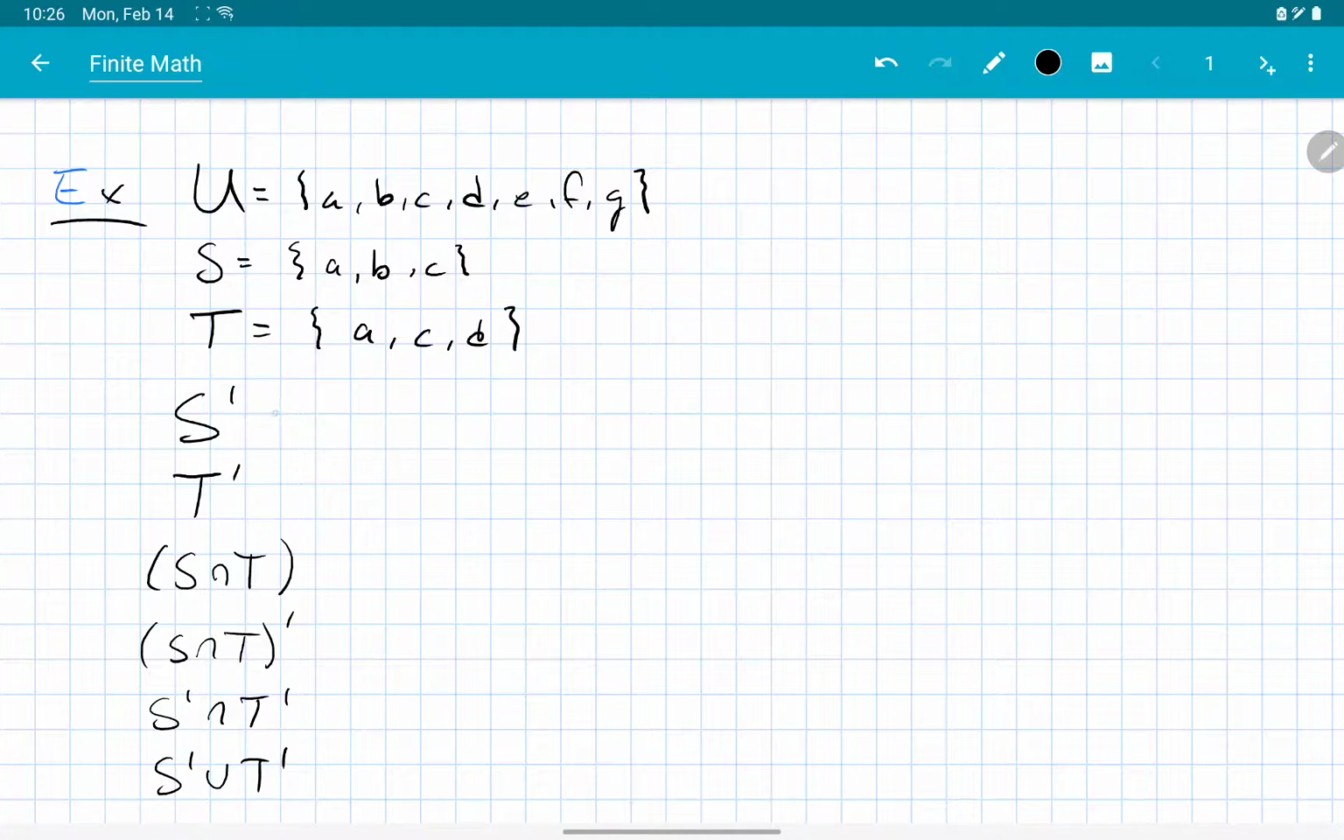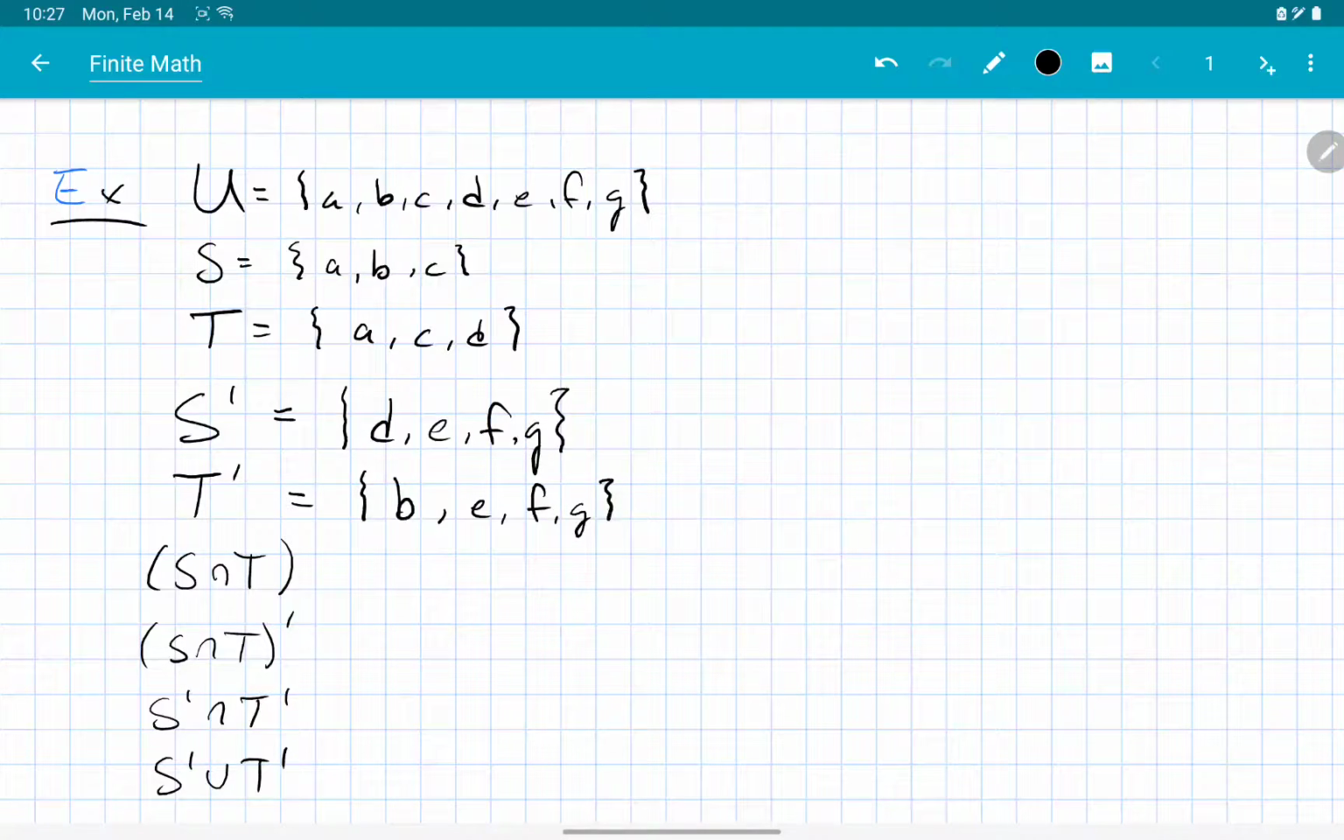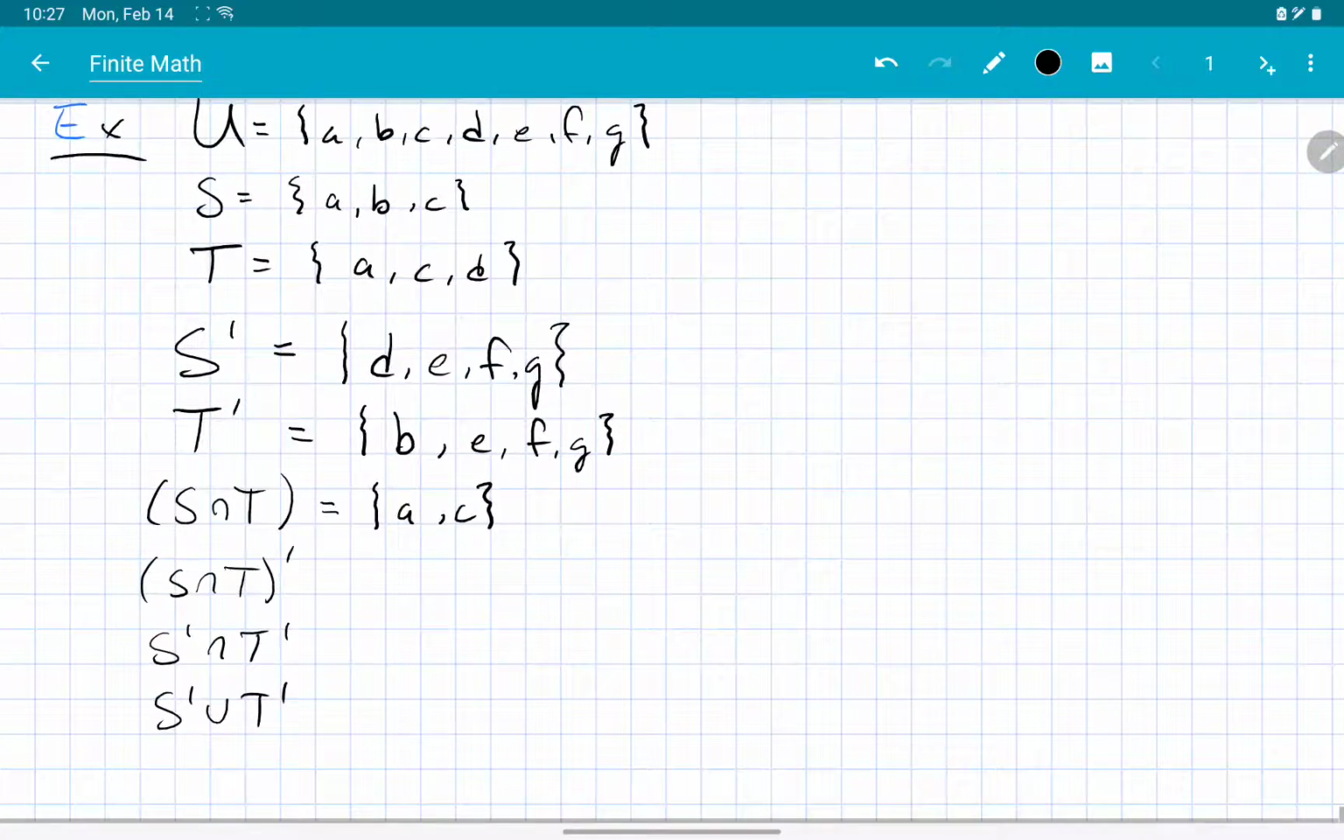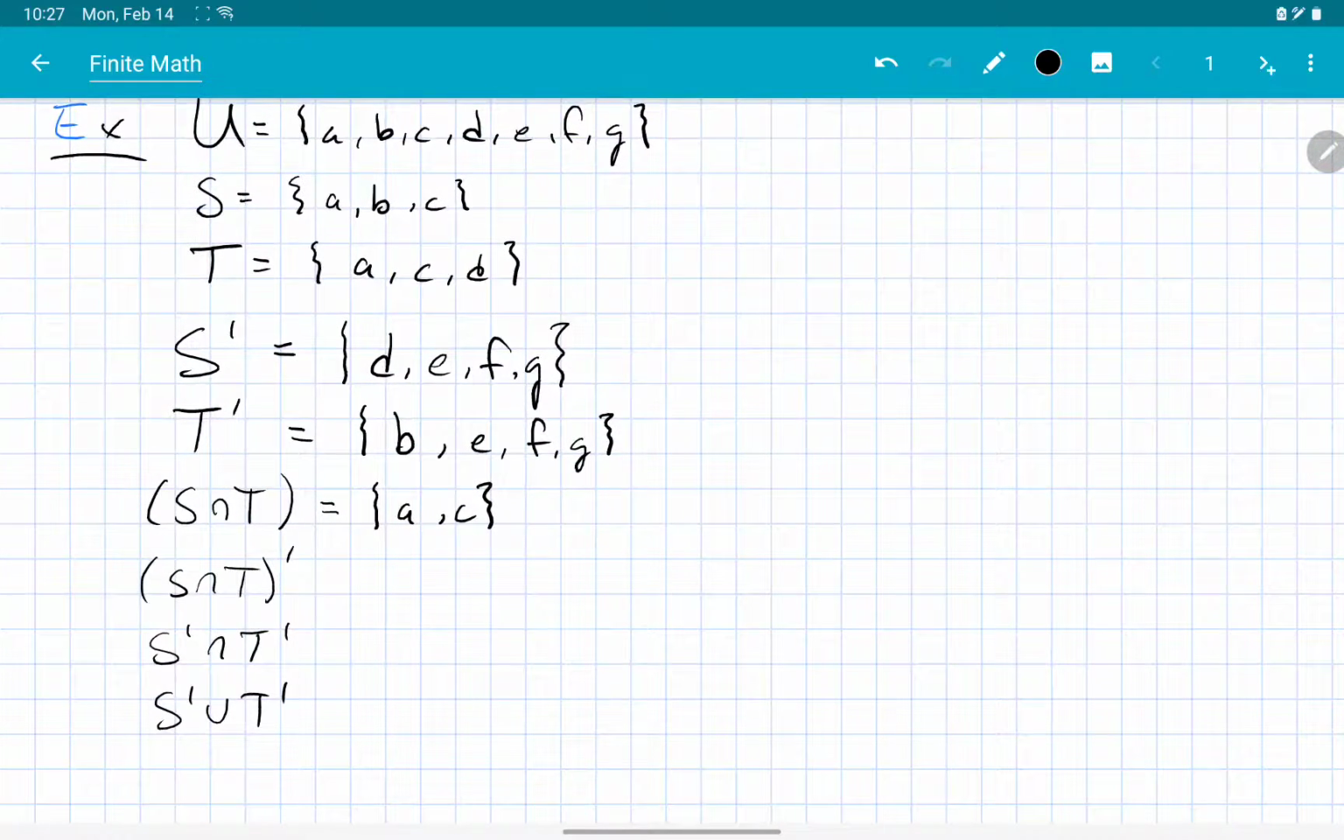Okay, so S complement is everything that's in the universe that's not in S. So that's going to be D, E, F, G. Everything that's in the universe that is not in S. T complement, okay, T is A, C, D, so the complement of T is everything in the universe that's not in T. So B is not in T, E is not in T, F is not in T, G is not in T. So that's the complement of T. B, E, F, G. Okay, the intersection of S and T is A and C. That's the only thing that's in both S and T. So the intersection of S and T is A and C.